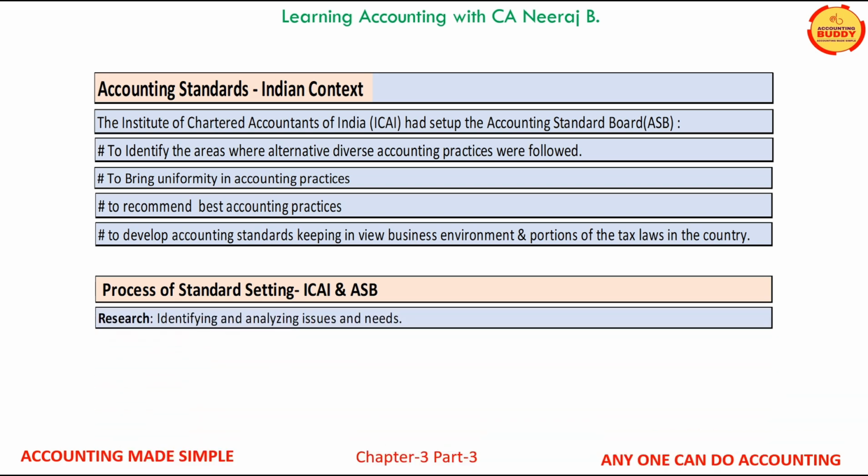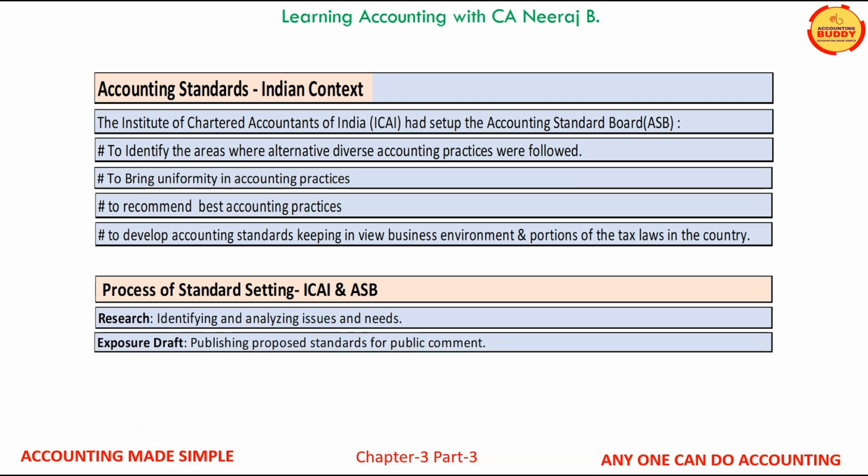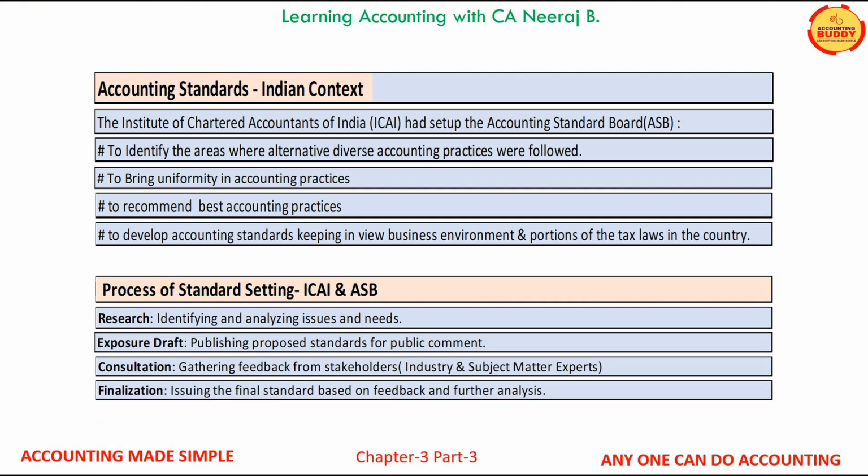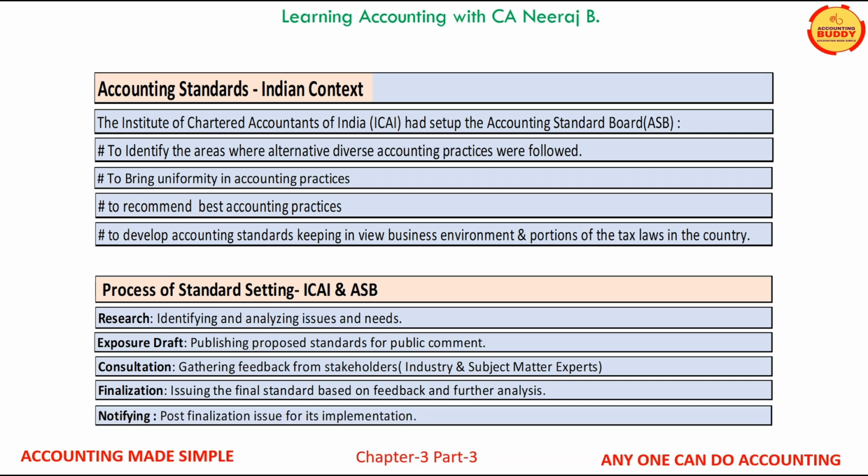The process which is followed for finalizing and releasing an accounting standard involves the below steps. First is the research, under which the purpose is to identify and analyze the issues and the requirements of the facts which need to be standardized. Publishing proposed standards for public comments. Number three, gathering feedback from stakeholders. Number four, issuing the final standard based on feedback and further analysis. And finally, post finalization, issuance of the standard for its implementation.